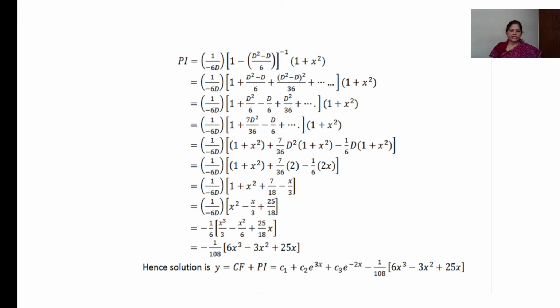Now our PI is minus 1 by 108 into 6x cube minus 3x square plus 25x, after taking the LCM. Now the general solution is y is equal to CF plus PI. So y is equal to C1 plus C2 e to the power 3x plus C3 e to the power minus 2x minus 1 by 108 into 6x cube minus 3x square plus 25x. So this is our required solution for the given equation.